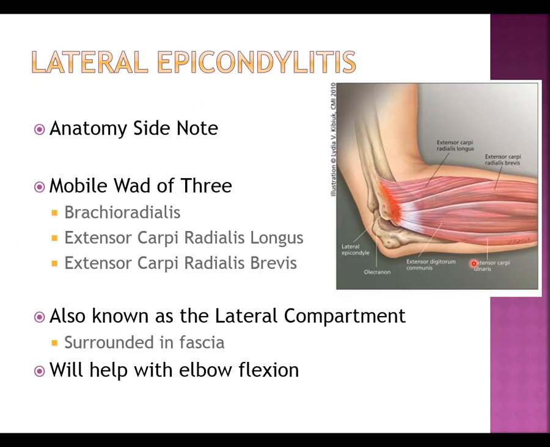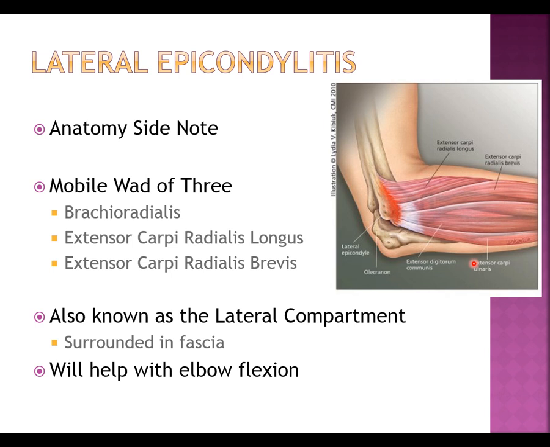All right, so now to our overuse injuries. Lateral epicondylitis. This first slide here is kind of an anatomy side note. There are three structures: the brachioradialis, the extensor carpi radialis longus, and the extensor carpi radialis brevis, which are going to be called the mobile wad of three. It's also been called the mobile wad of Henry. I don't know why. They're grouped together because they're actually all surrounded in a group of fascia.